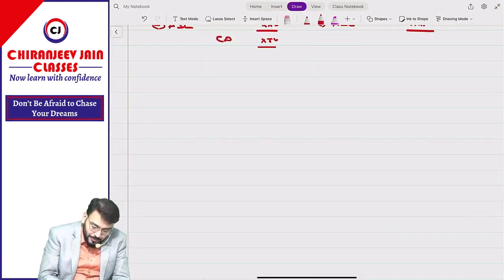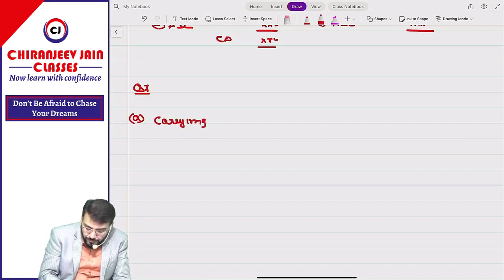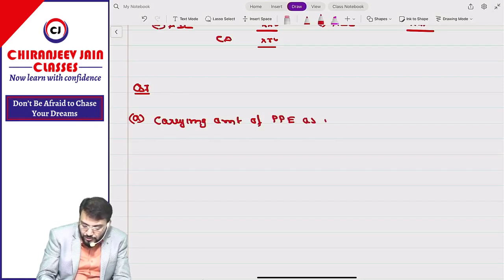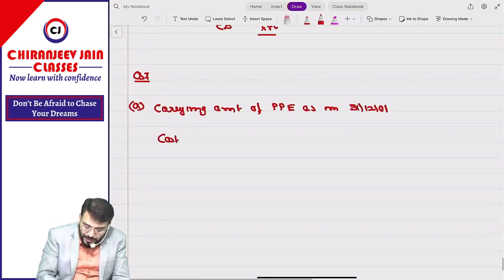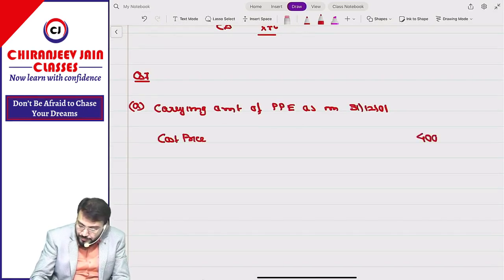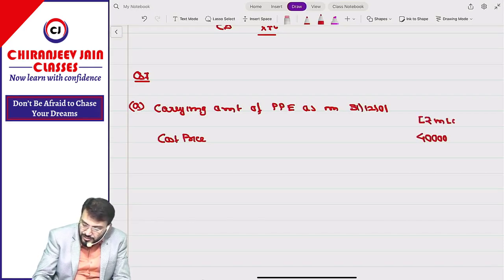So we are doing question number 7 first. What do they want? Carrying amount of PPE as on which date? 31st December 2001. What is the cost price? 40,000. All amounts are in rupees in lakhs.